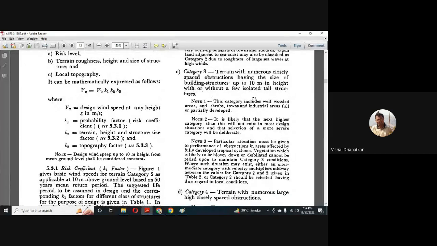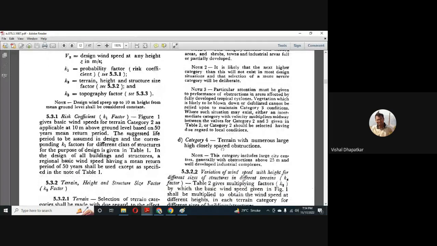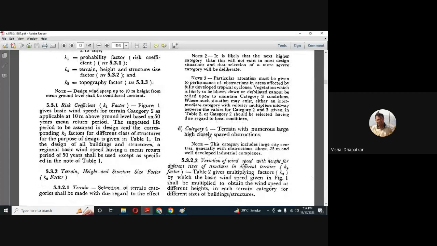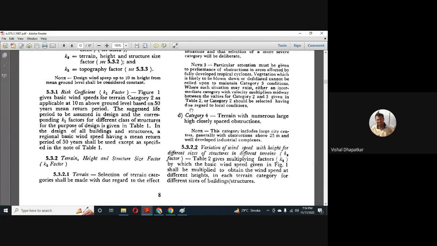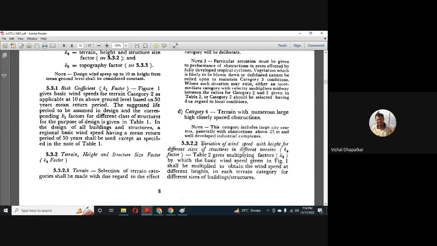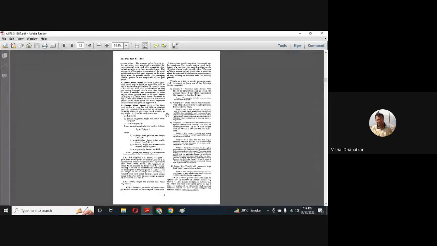So this can be considered as category 3. And category 4 is terrain with numerous large, high, closely spaced obstructions. Where we have a high-rise structure or tall towers, like in the Mumbai area where we have high-rise buildings spaced close to each other, in that case we have to consider category 4. So we have to analyze what kind of area is there, what the obstructions are, and what their height is. Based on this, we have to select the category.